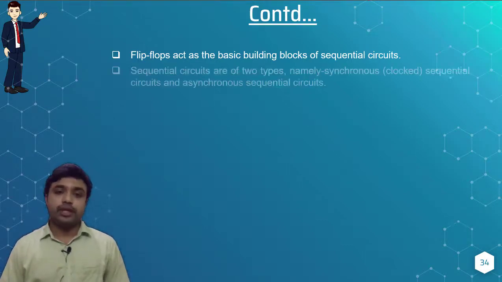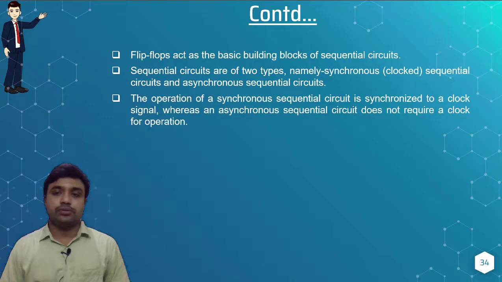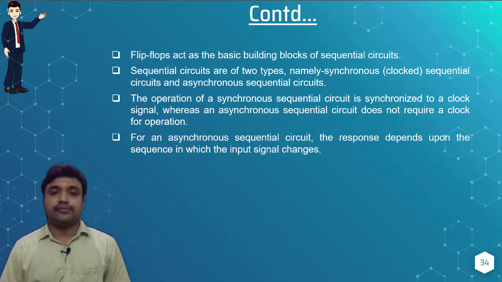Next, flip-flops are considered to be the basic building blocks of sequential circuits. Sequential circuits are of two types: synchronous sequential circuits and asynchronous sequential circuits. Synchronous sequential circuits make use of clock signals, whereas asynchronous sequential circuits do not make use of the clock. The synchronous sequential circuit operation is synchronized to a clock signal. For an asynchronous sequential circuit, the response depends on the sequence in which the input signal changes. So this is the difference.